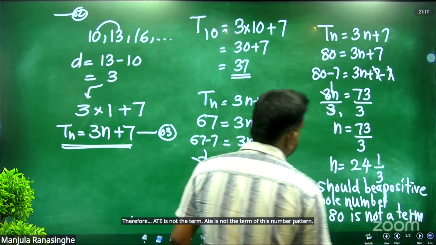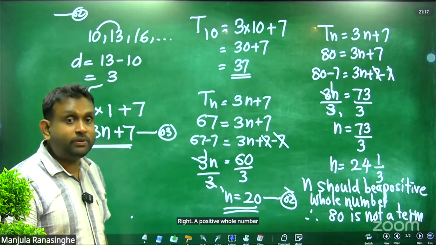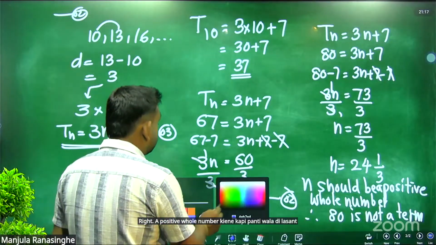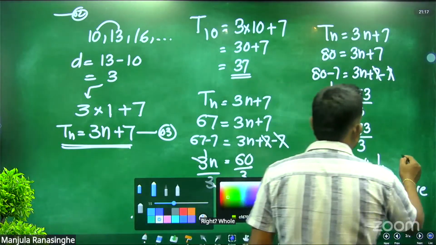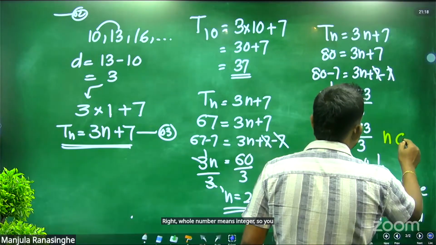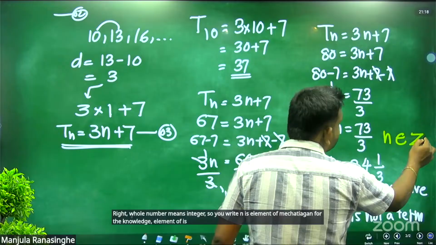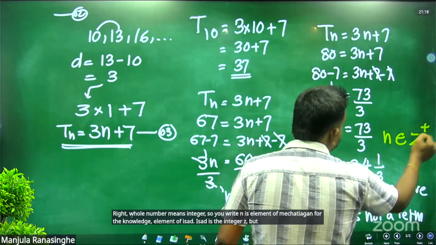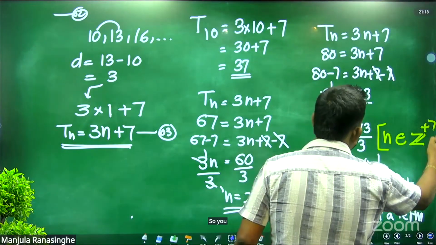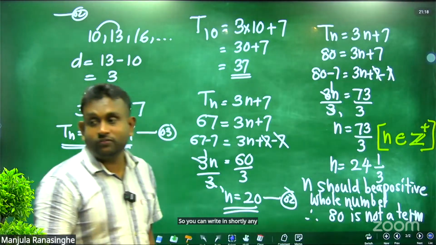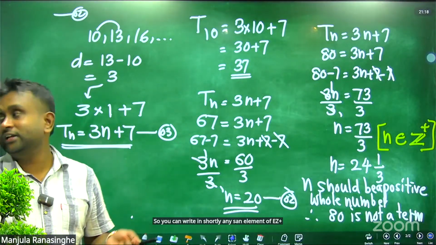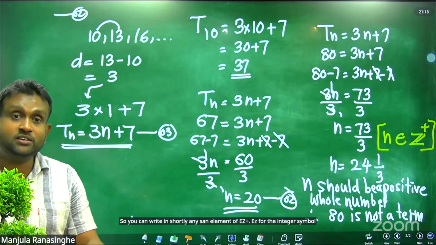A positive whole number is something we write neatly in higher classes. Whole number means integer. So write, as further knowledge, n is an element of Z. Z is the integer set, but for positive integers, you can write it shortly as n is an element of Z plus. Z is the integer symbol, and plus means positive integer.